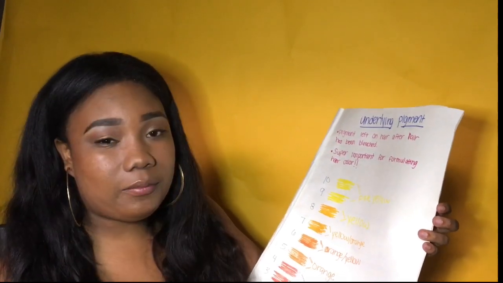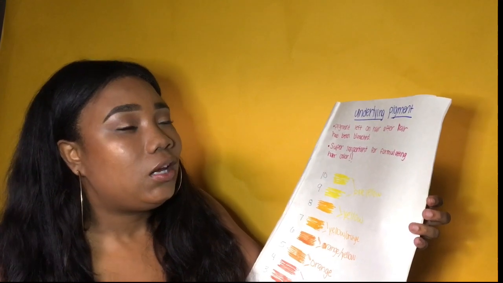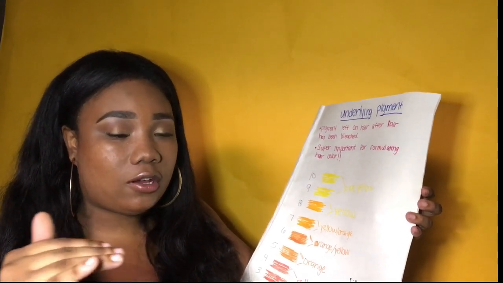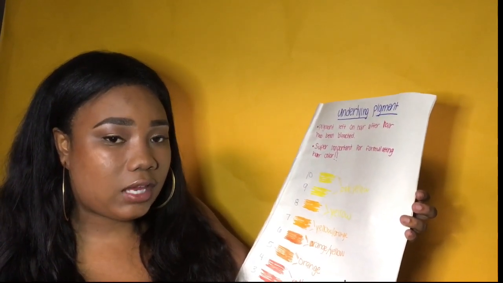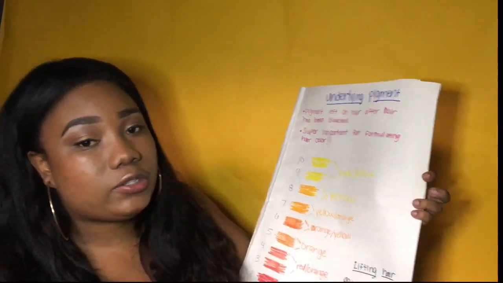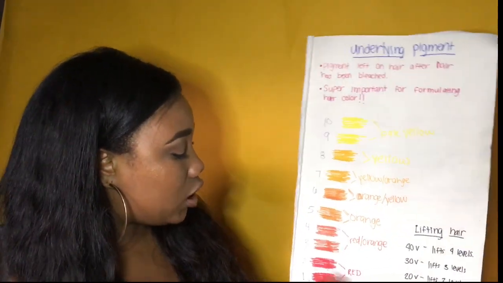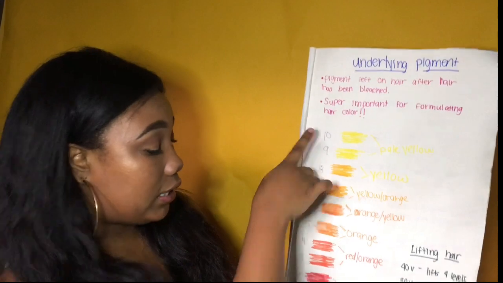The best way for me to describe underlying pigment would be, it's the phases that the hair goes through once bleach is on the hair. So let me go ahead and break this down to you guys, and then you'll understand exactly what I'm saying. So once again, we have our chart, 1 through 10.